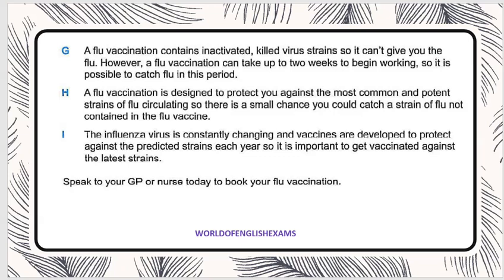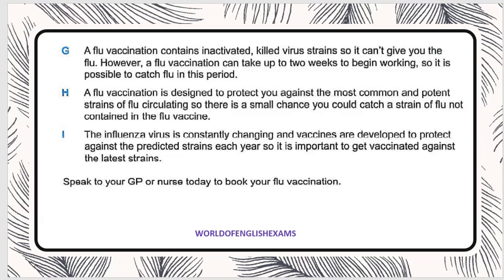It can't give you the flu. However, a flu vaccination can take up to 2 weeks to begin working. So it is possible to catch flu in this period, but nothing about a different type of flu. So we should not get confused there. Next, let's move on to reading paragraph H. A flu vaccination is designed to protect you against the most common and potent strains of flu circulating. So there is a small chance, that is likely, okay, that you could catch a strain of flu not contained in the vaccine. That means, let's say the vaccine contains strain A.